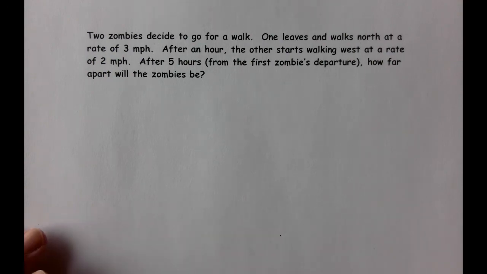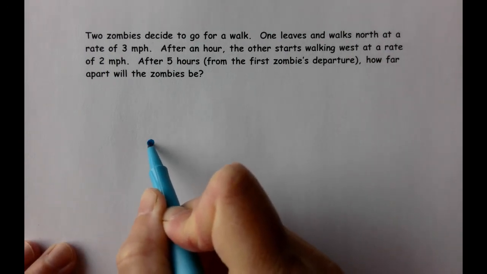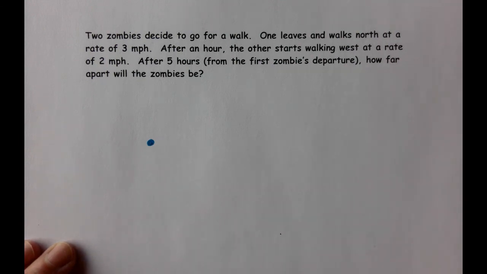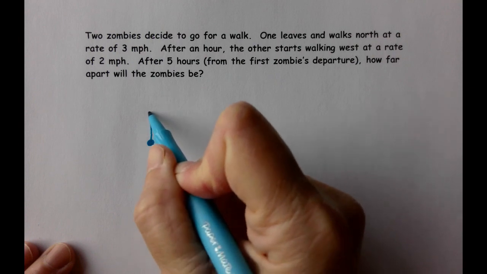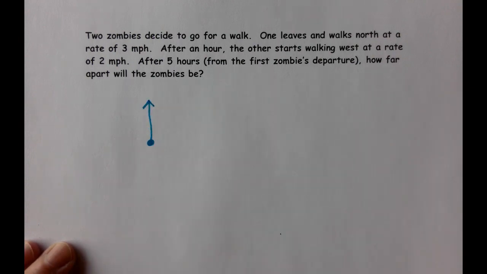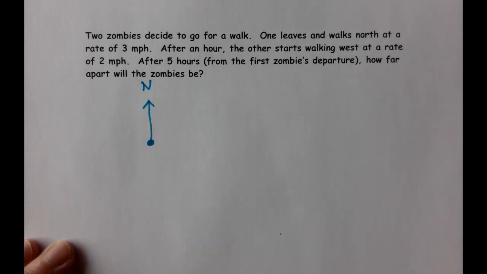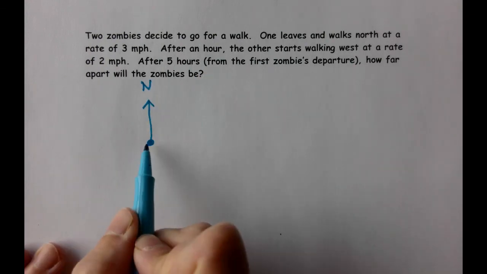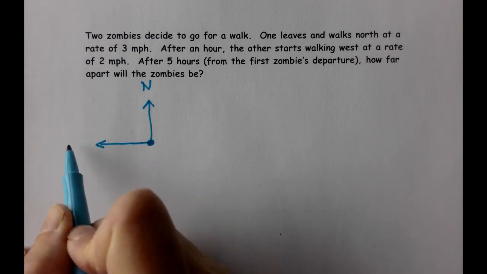A diagram is still really helpful. Let's make a starting spot for the zombies. Just put a dot in for that. And one leaves and walks north. So north on our papers is usually upward, but I will label it capital N for north. The other one walks west. So from the starting point, heading to the left for west.